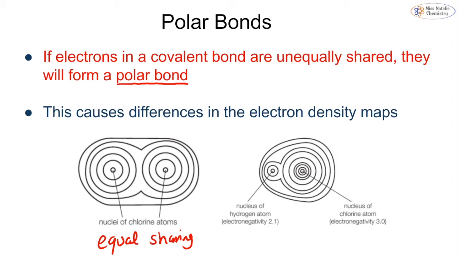So our electron density maps, which show where the electrons are and give us the shape of the atoms, are identical. When you compare that to the hydrogen and the chlorine that we've looked at, where we have 2.1 to 3, we get this unequal sharing. And what that means is the electrons are being pulled closer towards the chlorine, so it has a larger electron density in comparison to the hydrogen.